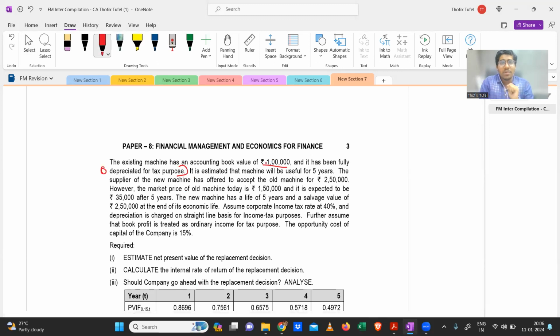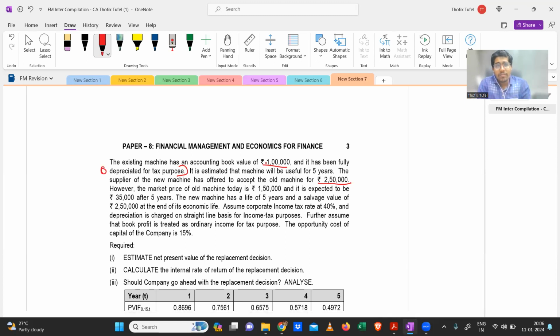Next, it is estimated that the machine will be useful for 5 years. The supplier of the new machine has offered to accept the old machine for 2,50,000 rupees. Now I am having the old machinery. What the supplier is telling me is, I will give you the new machinery, and you give the old machinery back to me, and I will give you 2,50,000 rupees for that. Clear? So you give the old machinery, I will give you 2,50,000, and I will give you the new machinery for the cost of 60 lakh. So my net cost is 60 lakh minus 2,50,000.